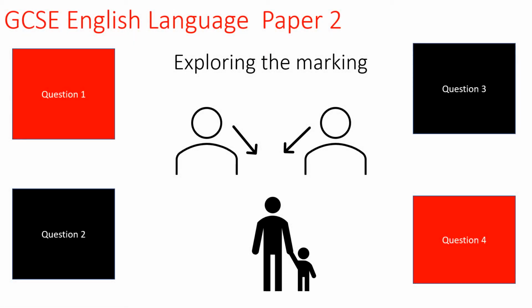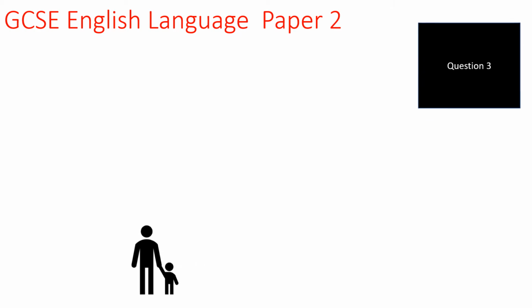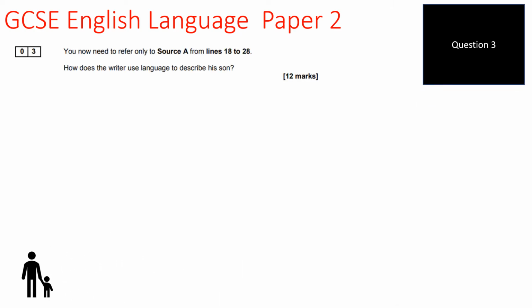Hello, this is a quick video exploring the marking of question 3. Now, the question's very straightforward. How does the writer use language to describe his son? So, question 3 will ask you to look at one of the texts and it will ask you to talk about how language is used and explain how the writer uses language. They will give you a specific section from the text and that's where you need to be focusing your ideas on.